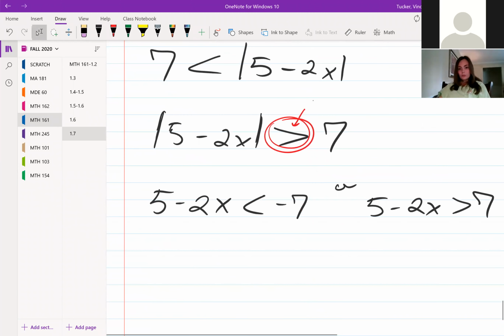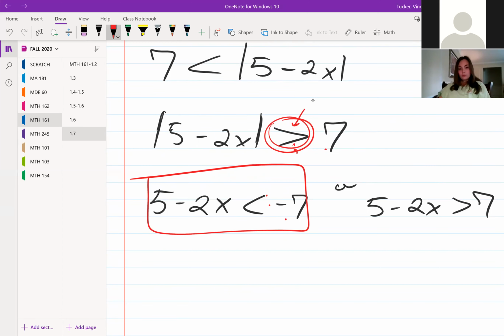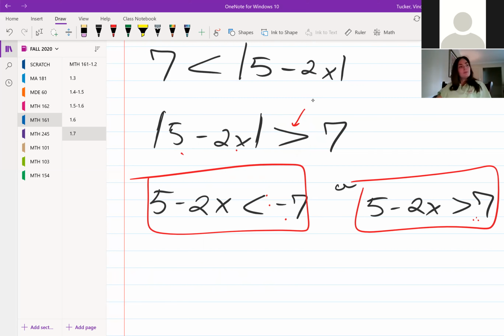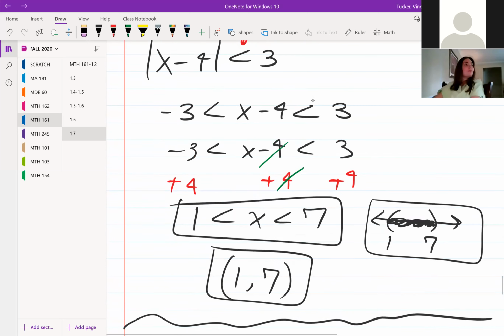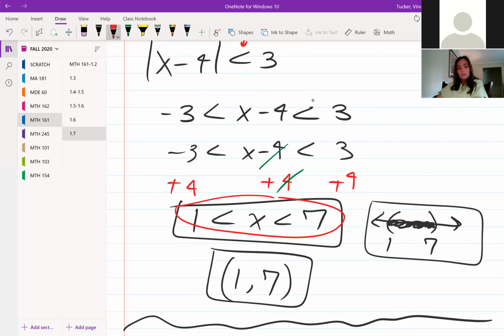All right. So we use the opposite symbol. We had greater than, so now we're using less than. We had a positive 7 and we're using a negative 7. So that's one piece. The other piece is just writing it the way you see it: 5 minus 2x is greater than 7, and that's the other piece. And so you only do that when you have a greater than symbol. Once again, going back, if you have a less than symbol, you set it up this way.